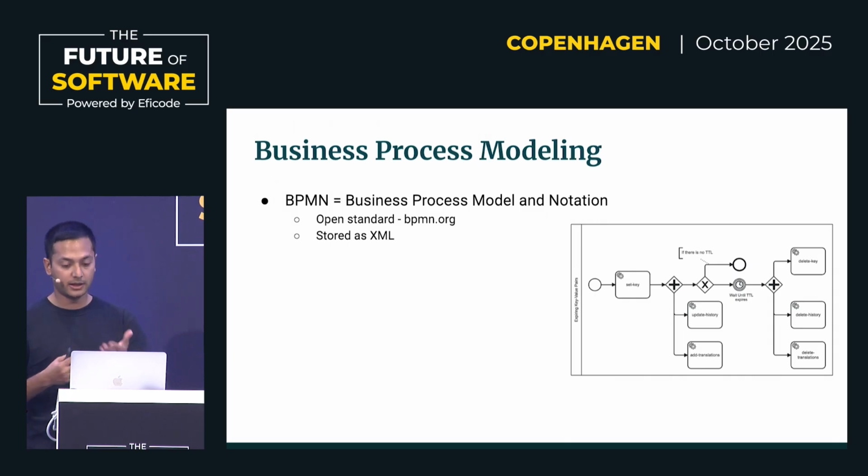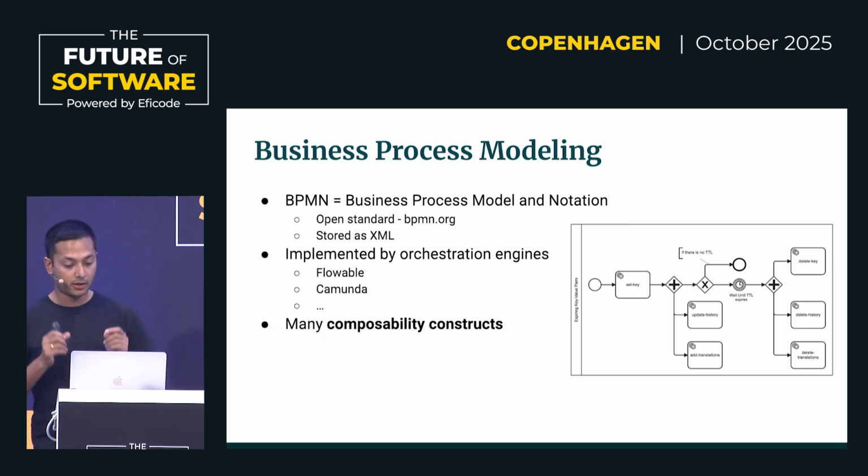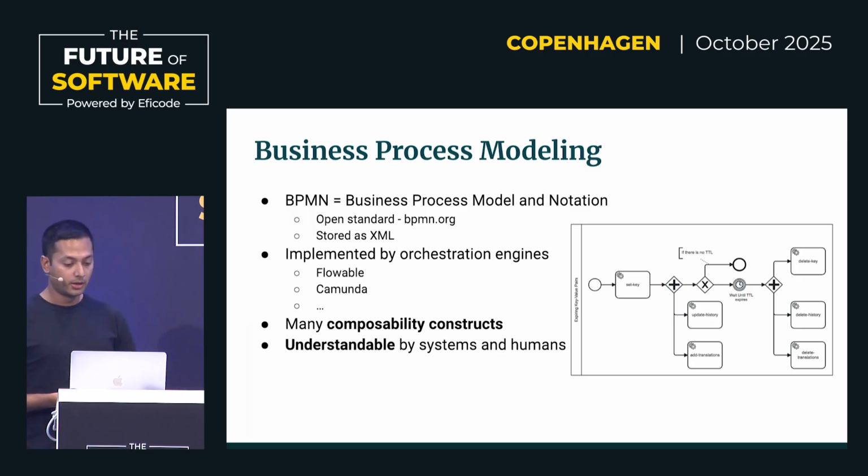Ultimately, this diagram, which we see as an image, compiles down to XML. So anybody willing to implement it could build this orchestration layer because it's an open standard. Ultimately, we can do that or use off-the-shelf products like Flowable and Camunda. But the important thing here is that there are composability constructs that allow microservices to come together in a way that individual microservices are not able to, like the parallel execution, like the conditional execution, like the wait for semantics, and many others that I did not talk about.